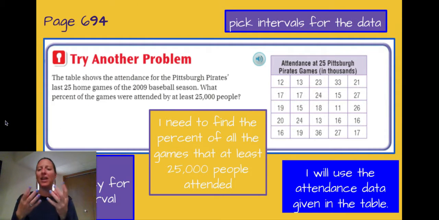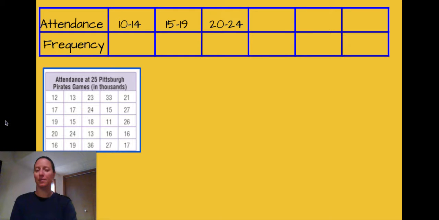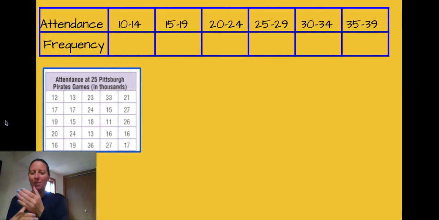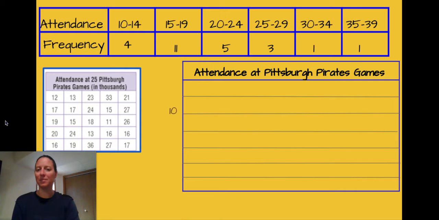Then you're going to use the data information in the attendance table. First, think of the intervals you want for the data, then find the frequency for each interval, and then make a histogram. So attendance and frequency. Set up your intervals. And then count the frequency that occurs in each interval.